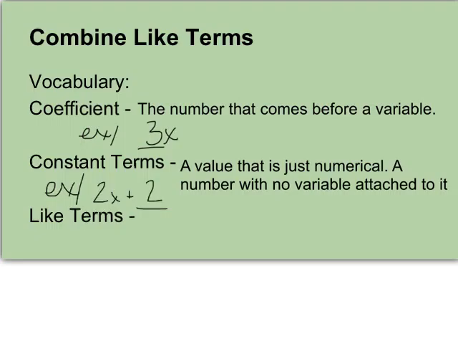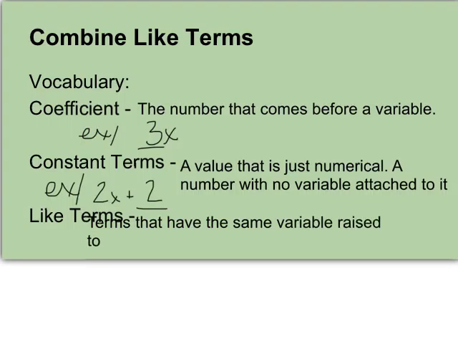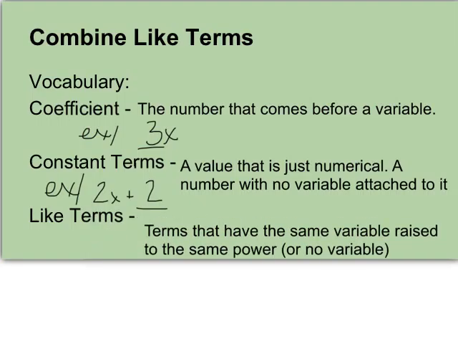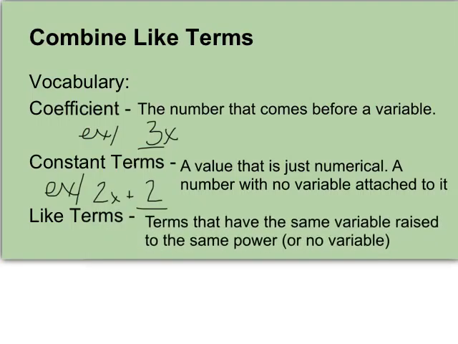And then finally, like terms. Terms are considered like terms when they have the same variable raised to the same power. I'll move that so you can read it in just a second. The same variable raised to the same power or no variable at all. So constant terms, as we just defined them, are considered like terms. Same variable raised to the same power.